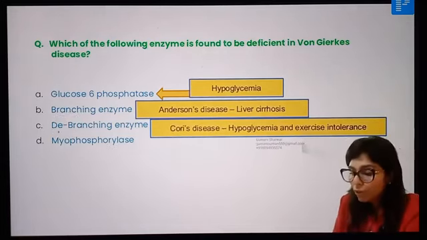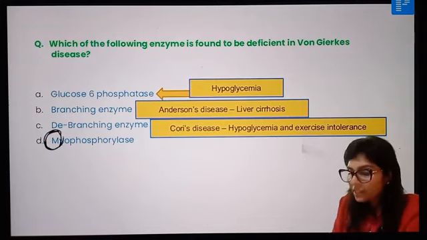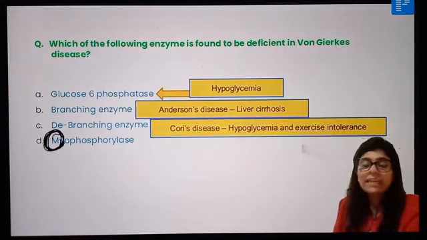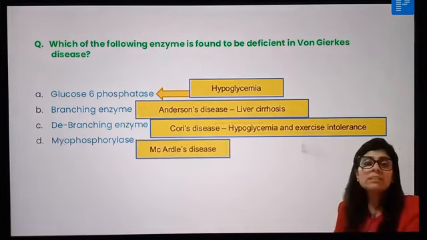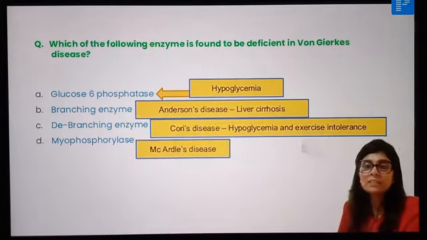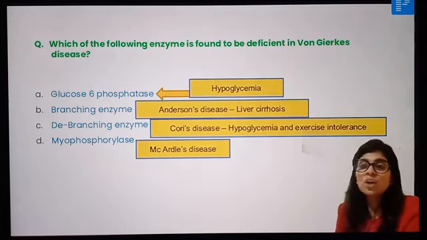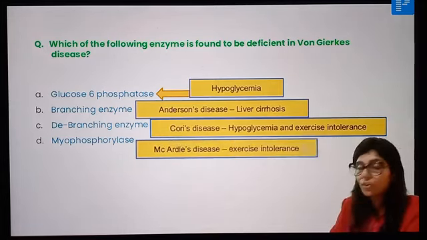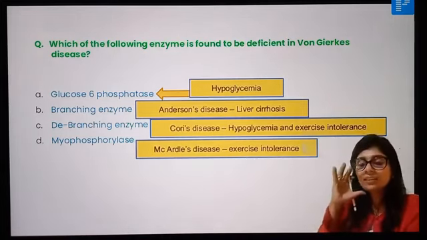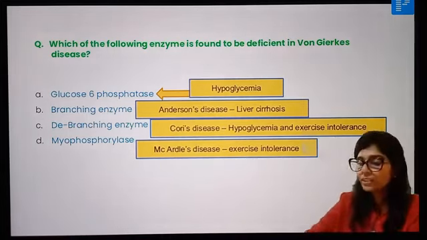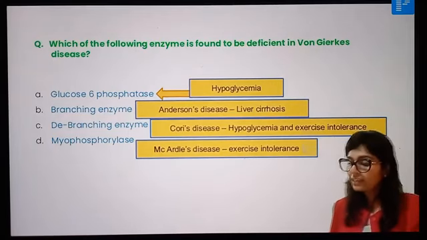Okay. Myophosphorylase defect starts with M. It causes M again. Myophosphorylase defect causes McArdle's disease. And when muscle phosphorylase is defective, muscle becomes weaker and that causes exercise intolerance. Do you understand this? So if you want to understand all about glycogen storage disorders, there are a few facts that you need to know.